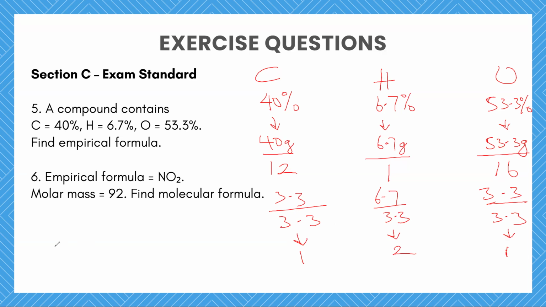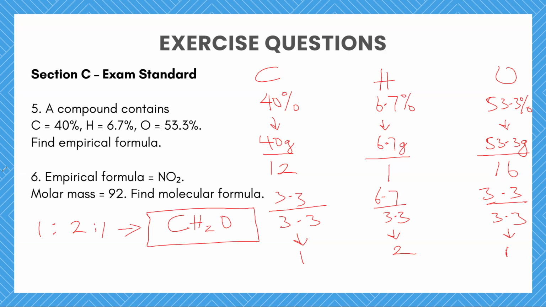The final step says we keep multiplying to become whole numbers if what we arrived at are not whole numbers. So all these are whole numbers. So we have the final ratio to be 1:2:1. Applying these to the elements, we now have CH2O. This is the empirical formula for the compound.